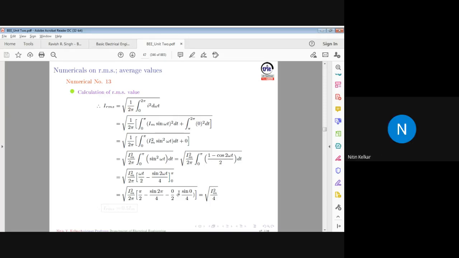0. So it will only have Im square by 2 pi into pi by 2. So pi will get cancelled. Inside the square root sign, we will have only Im square by 4. So how much is going to be the RMS value then? Is it equal to 0.5 amperes, sorry, 0.5 Im? Yes. Okay.